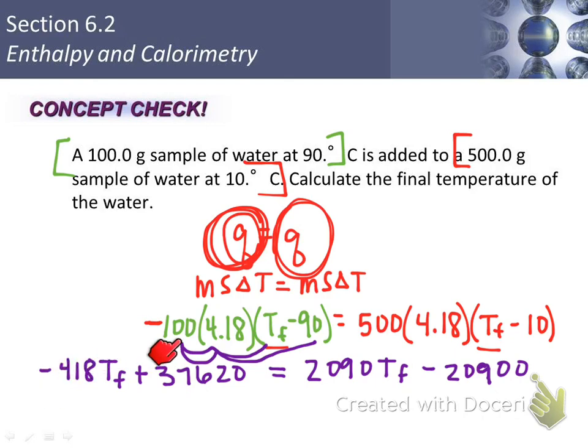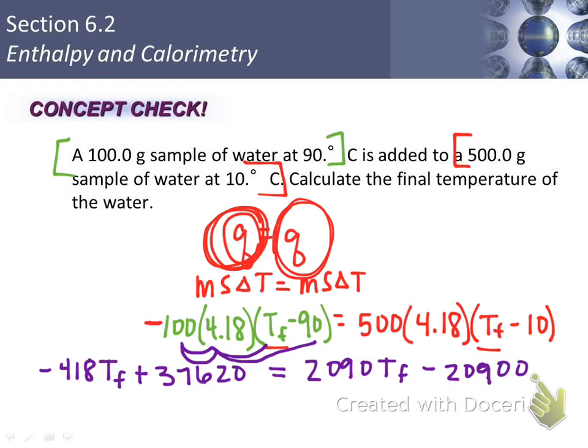Do we see the algebra that happened here? I multiplied these two together and I got that times TF. And then since these were both negatives, that became a positive 37,620. Agreed on that so far? Okay, over here I distributed 500 times 4.18 times TF. And then I did 500 times 4.18 times negative 10, and I got that.